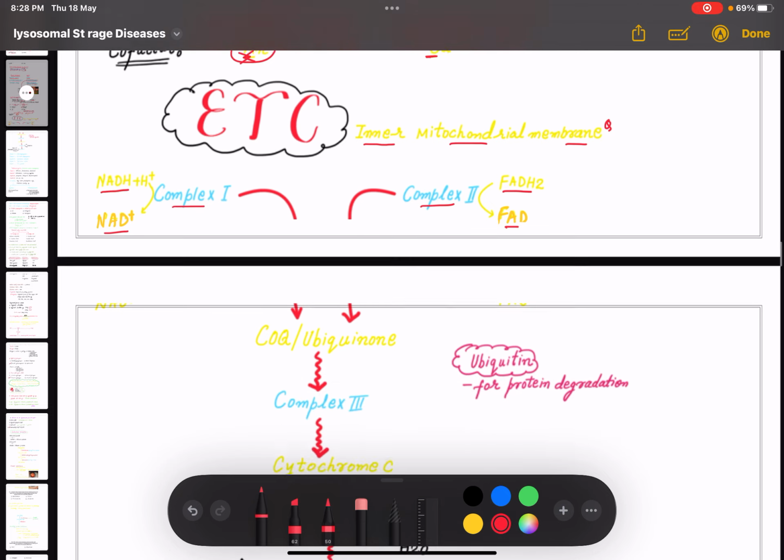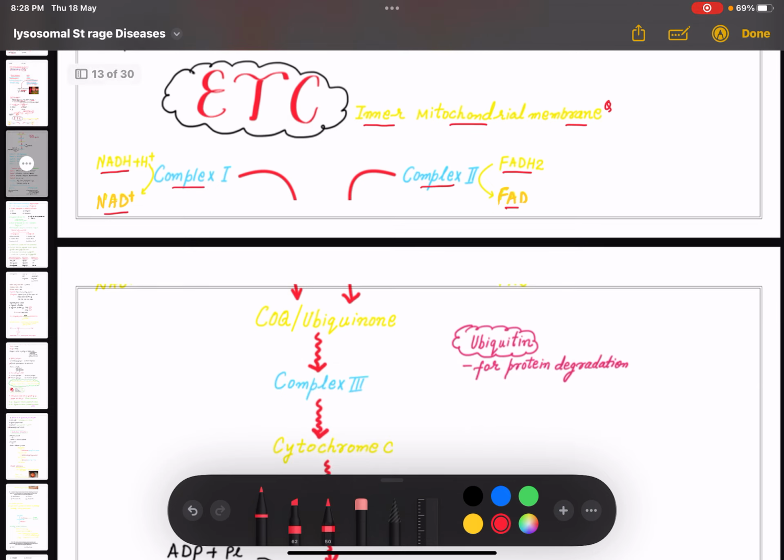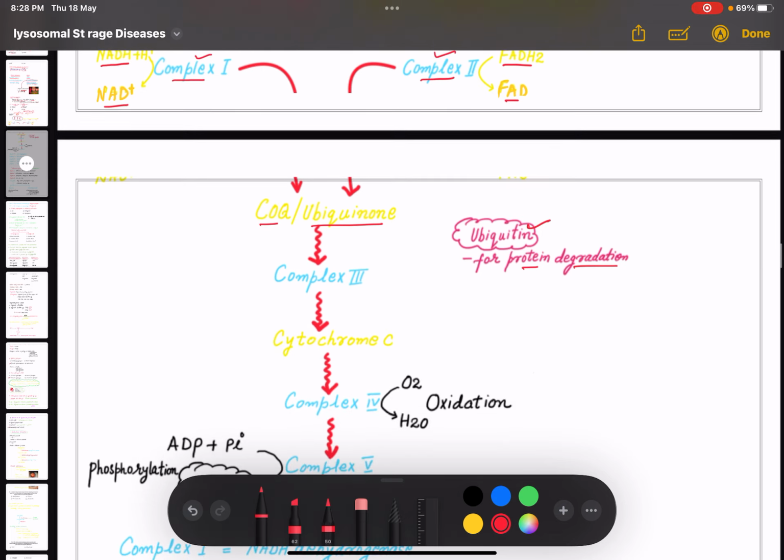We have one carrier protein which is known as coenzyme Q, which is also known as ubiquinone. Don't confuse ubiquinone with ubiquitin. Ubiquitin is an enzyme complex which is responsible for protein degradation. Now this coenzyme Q will receive hydrogen from complex 1 and complex 2, and it is going to give its hydrogen to complex 3.